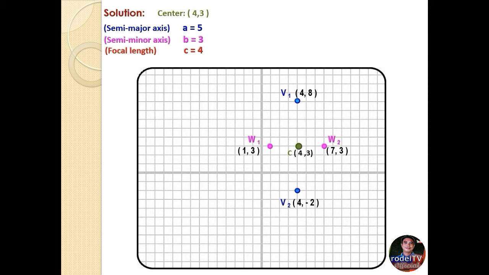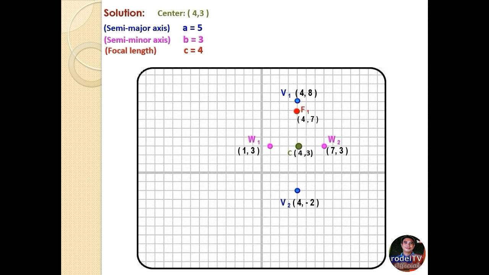We're almost done now. This time, let us locate our foci. Now, since our focal length is 4 units, or the value of our c is 4 units, we are going to move 4 units from our center. As we have learned earlier, the foci are always in line with the vertices. Since our vertices are located at the top and below our center, our foci are located likewise. Therefore, counting 4 units, we have our focus at point positive 4 and positive 7.